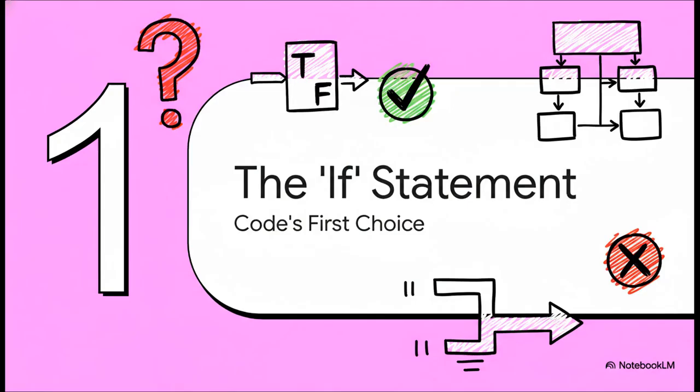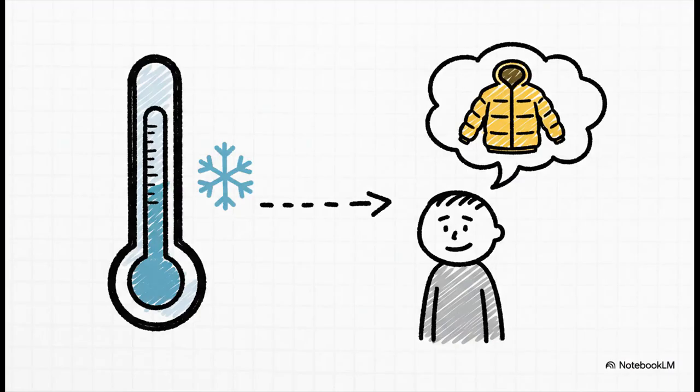Okay, so how do we actually get the code to ask one of these true or false questions? Well, the most fundamental tool we have for that is something called an if statement. It's pretty much the starting point for all decision-making in programming. Before we dive into any code, let's use an analogy we can all get behind. You wake up, you look at the thermometer, you've got this condition in your head, right? If the temperature is below a certain point, then you'll grab a heavy jacket. See? You're already using if logic without even thinking about it.